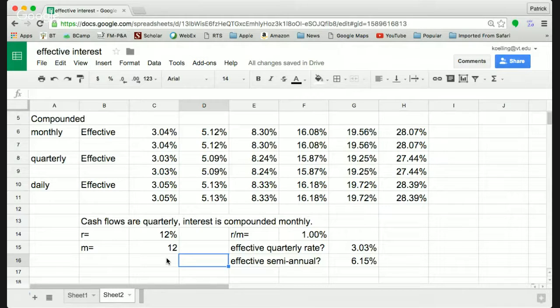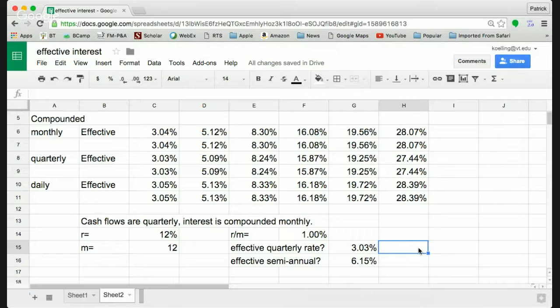So we may have to take these other steps in order to find an effective interest rate that matches our cash flow frequency, quarterly, semi-annually, whatever. Now I'm going to show you, everything I said applies. This is fine. We can stop right there. But I'm going to show you a very quick use of the function effect to find these same numbers.